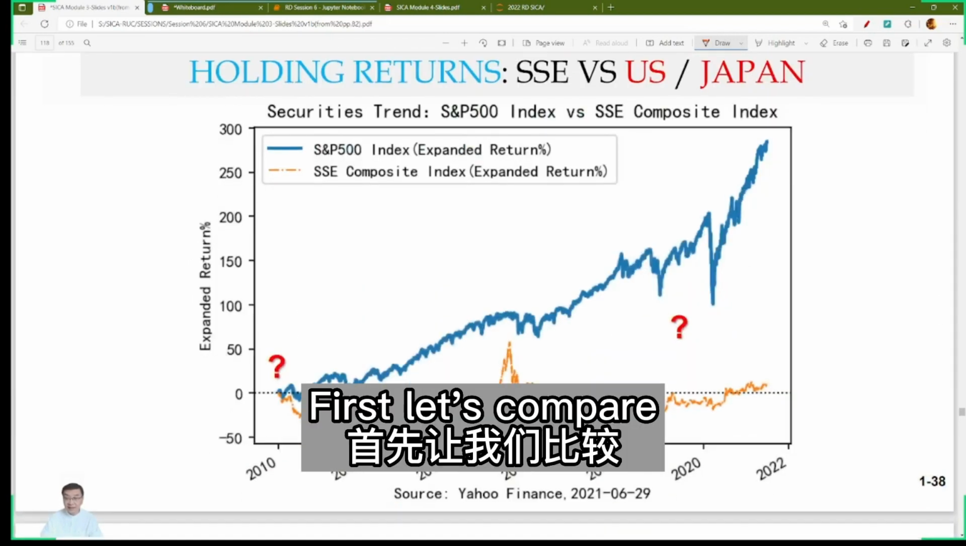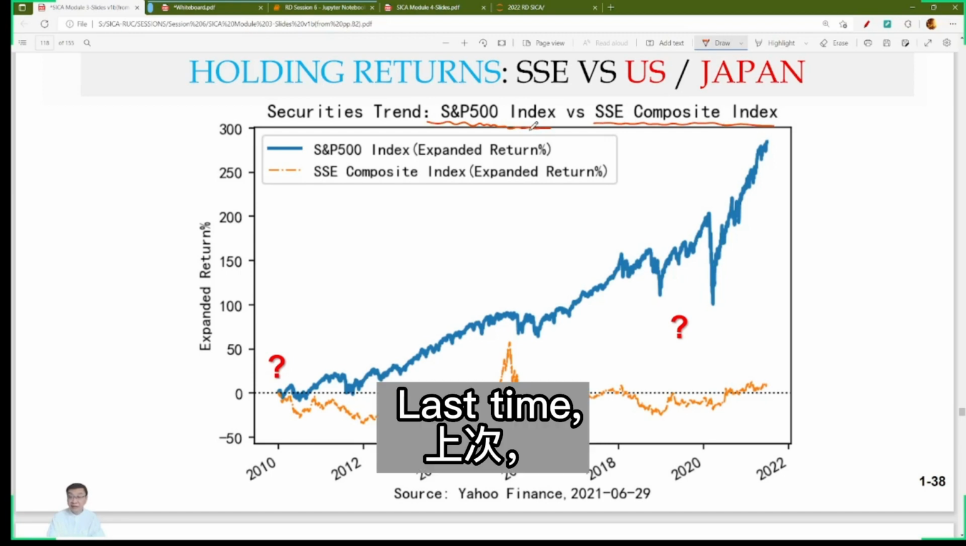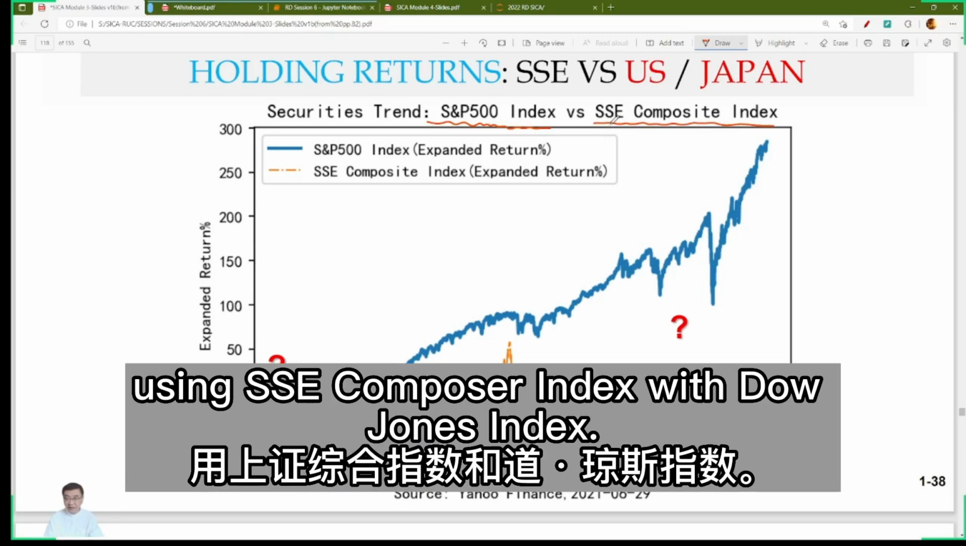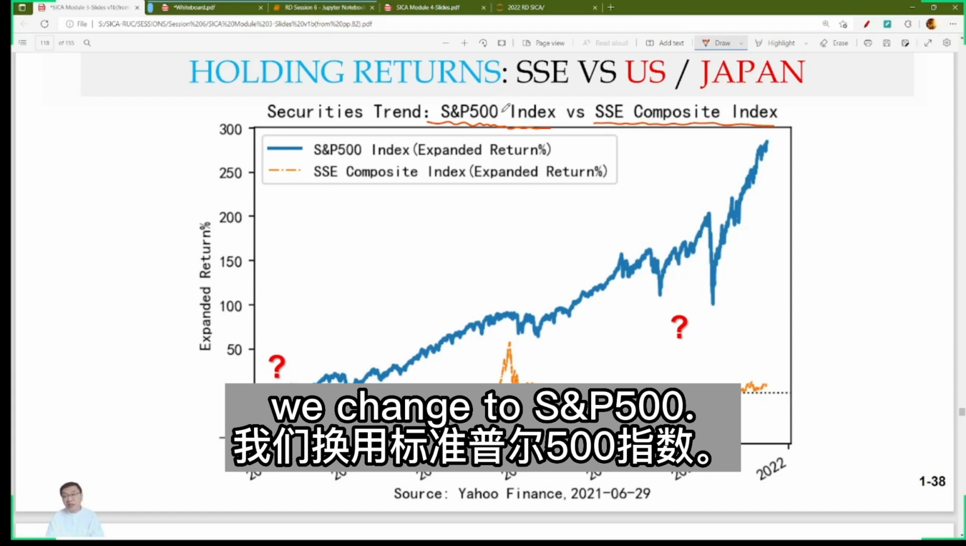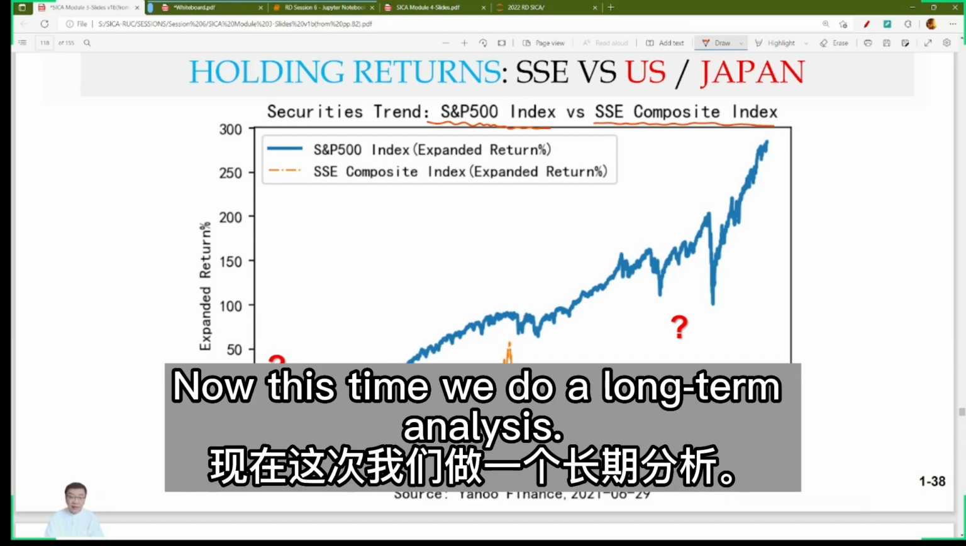First, let's compare SSE Composite Index with Standard & Poor's 500. Last time, we did the comparative analysis using SSE Composite Index with Dow Jones Index. And this time, we change to Standard & Poor's 500. You can change the Standard & Poor's 500 index to Dow Jones Index. Now, this time we do a long-term analysis.